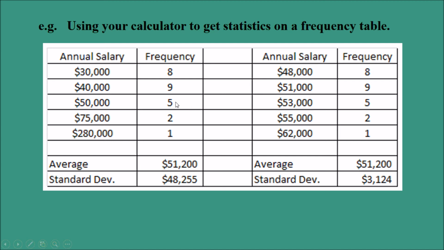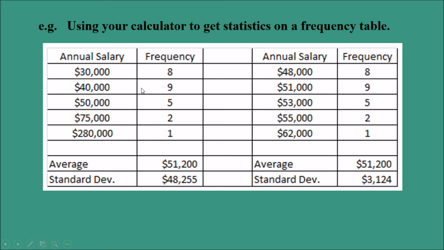In company A, 5 are paid $50,000, 2 are paid $75,000, 1's paid $280,000. That's the top dog. Over here, 5 are paid $53,000, 2 are paid $55,000, one's paid $62,000. The average in both cases is $51,200.